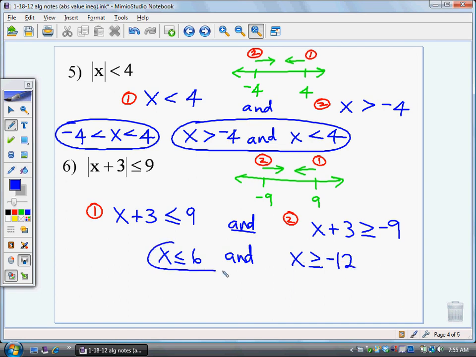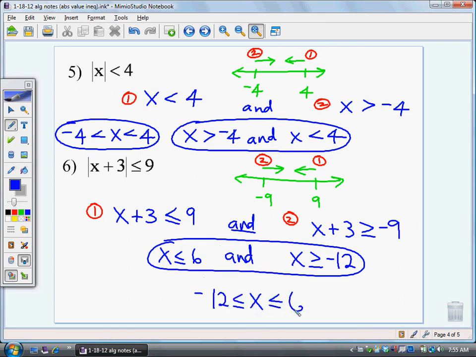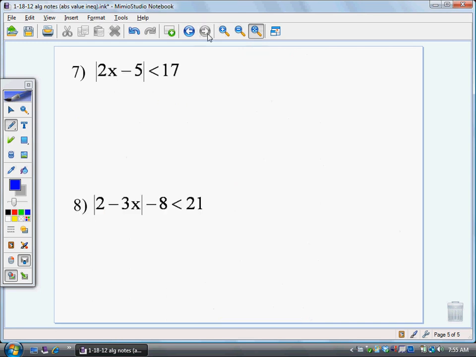So there's one inequality. If I choose to put those together, I would have negative 12 less than or equal to x, less than or equal to 6. If you write it without the word "and", it is one long inequality. Okay, the last two.